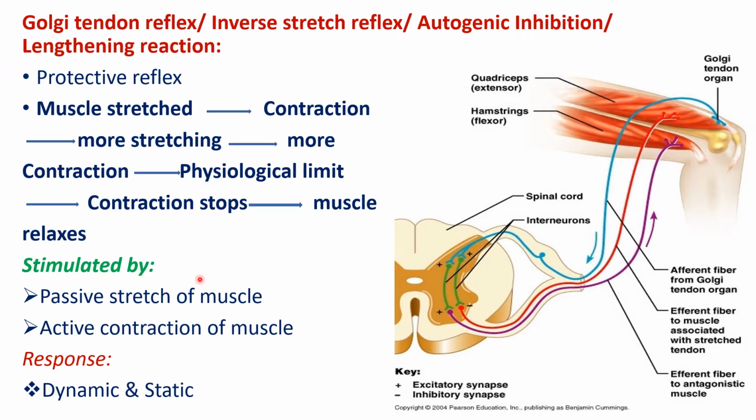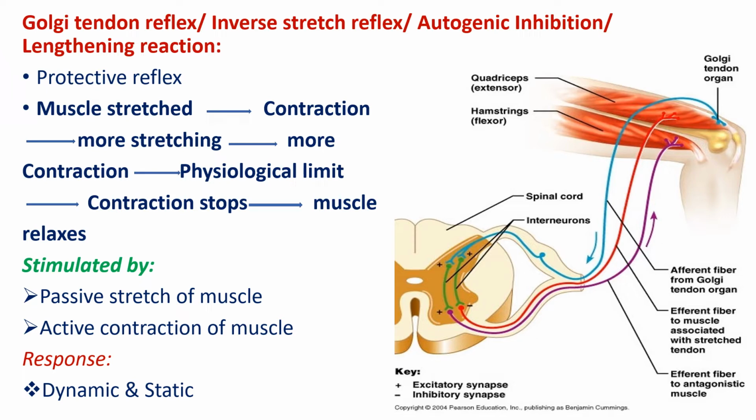Now the Golgi tendon organ is stimulated both by passive stretch of the muscle and also by active contraction of the muscle. But for passive stretch to activate it, it should be a very extreme stretch, because most of the stretch is taken by the elastic fibers. Secondly, the Golgi tendon organ, like the muscle spindle, shows both a dynamic response and a static response. When extreme tension develops in the muscle, the Golgi tendon organ immediately sends a volley of impulses to the spinal cord. This is the dynamic response.